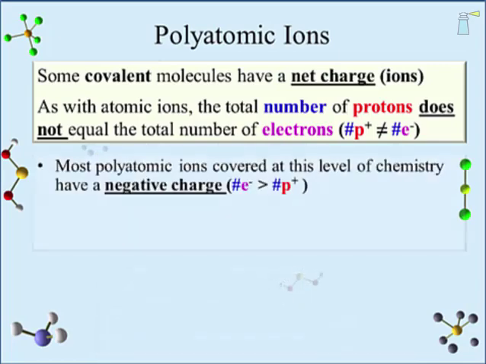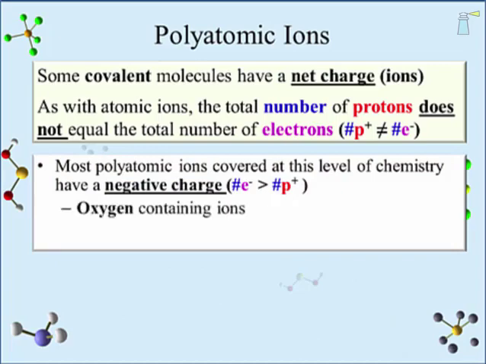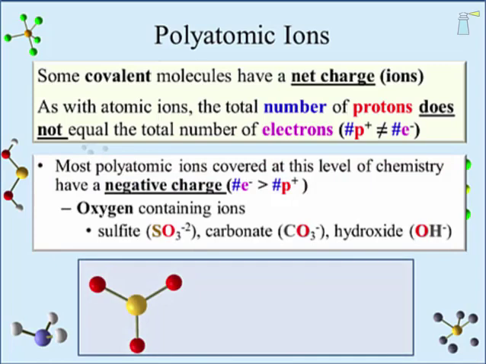Most polyatomic ions at this level have a negative charge. That is, they have more electrons than protons. Many of these are oxygen-containing ions, such as sulfite, SO3, with a -2 charge, carbonate, CO3 with a -2 charge, and hydroxide, OH, with a minus charge.